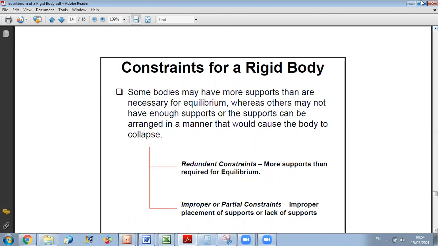What do we mean by this? I will give you a simple example in 2D first. If you have this structure in 2D and you put 2 rollers, these 2 rollers are able to maintain equilibrium in any condition, in any type of loading I put on the beam.